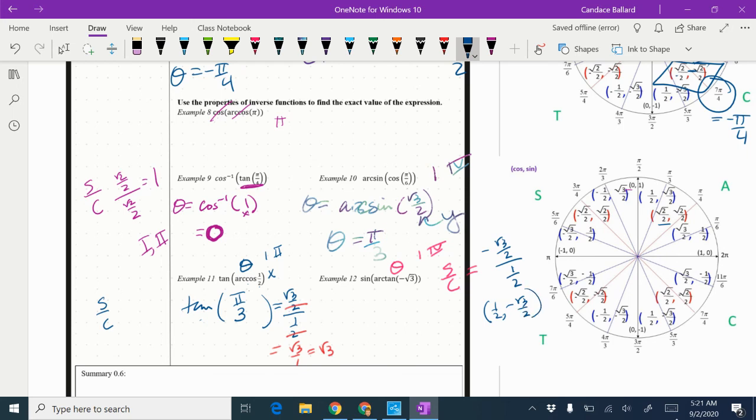So 1/2, that's positive. Looking for 1/2, there it is, 1/2, negative square root of 3 over 2, and we know that we're using negative pi over 3 for this. So we're looking for the sine of negative pi over 3. I'm here at negative pi over 3. I know the sine is the y coordinate, so I get square root of 3 over 2, negative. Make sure that you do your summary and it answers your essential question.